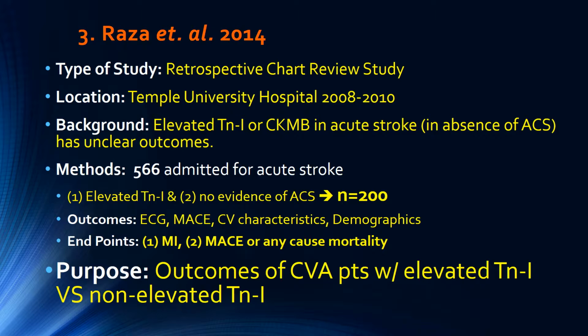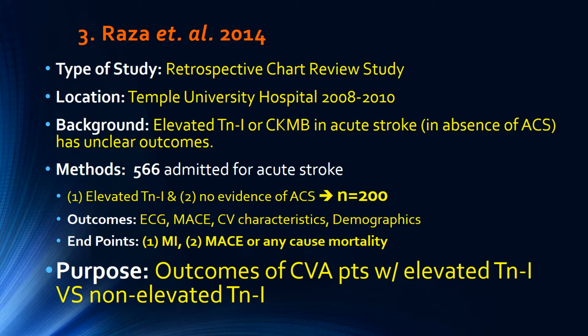So these doctors looked back in the medical chart over these 3 years or so at those individuals that presented with ischemic stroke and had elevated troponins, as well as those that had ischemic stroke and no elevated troponins, and they compared the two groups. And then they followed the medical charts of these individuals up until endpoints. These endpoints included MIs, major adverse cardiac events known as MACE, and any all-cause mortality.